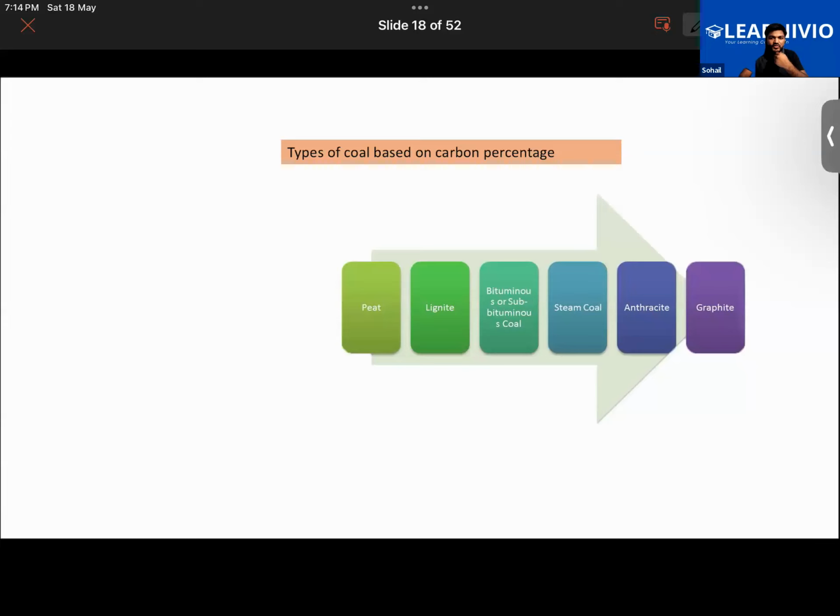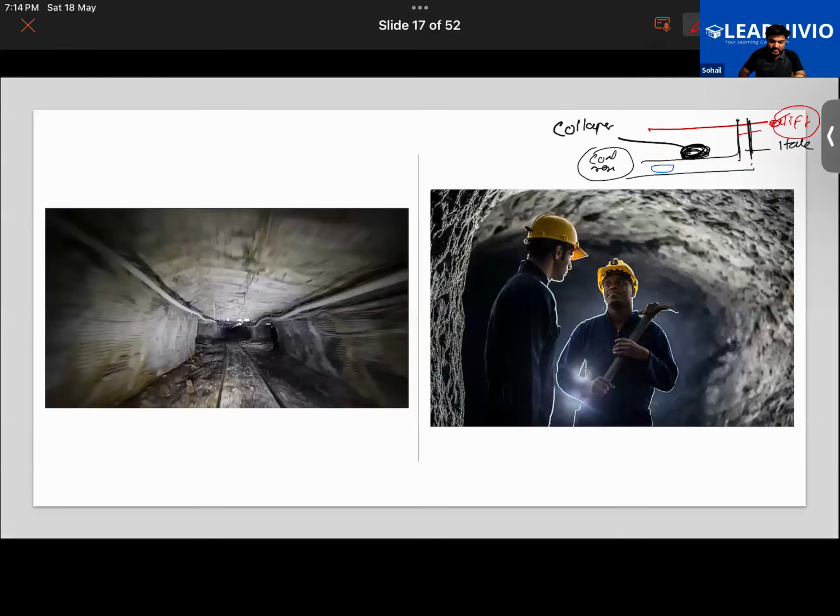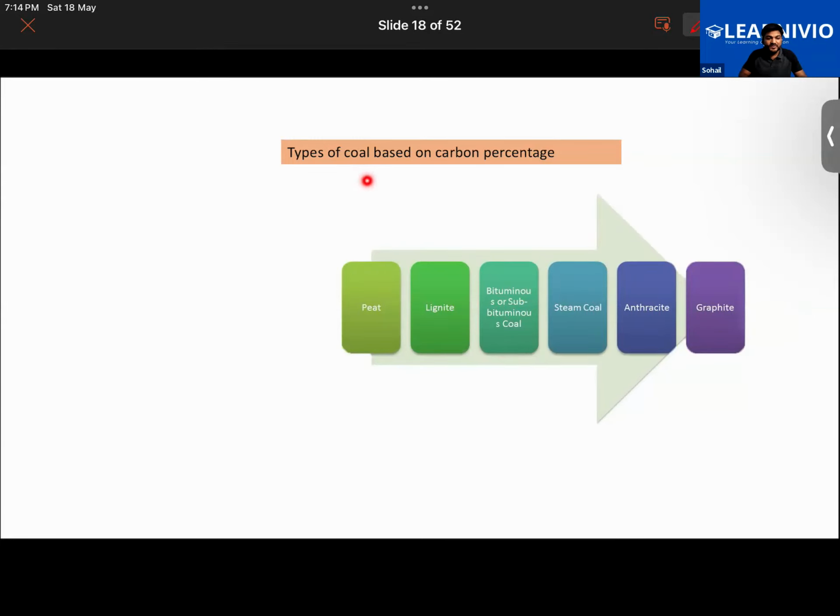Now, talking about the different types of coals as per carbon percentage, you have the following. This chart will not give you the proper idea regarding the different types of coal as per the carbon percentage, so I'm writing them down. The first one is going to be peat. I'm writing in ascending order. After peat, you're going to have lignite. Then after lignite, you have subbituminous coal. After subbituminous coal, you would have bituminous coal. And then the finest quality coal is anthracite.